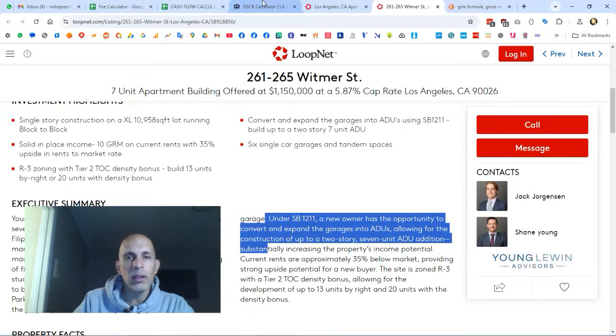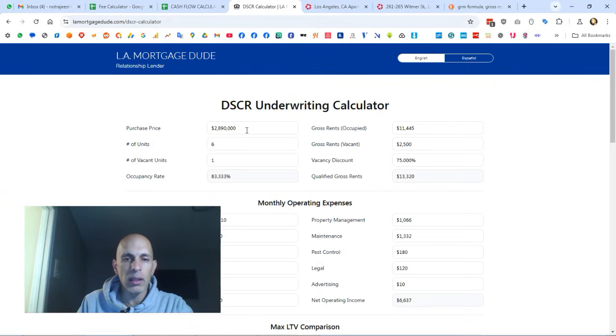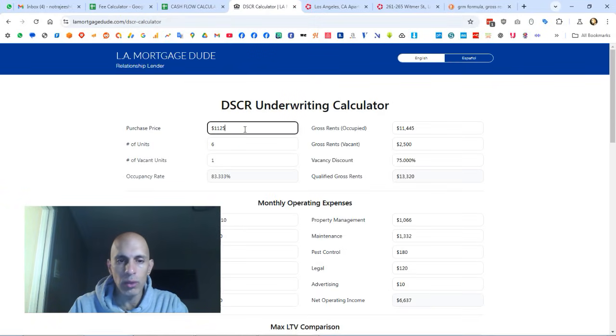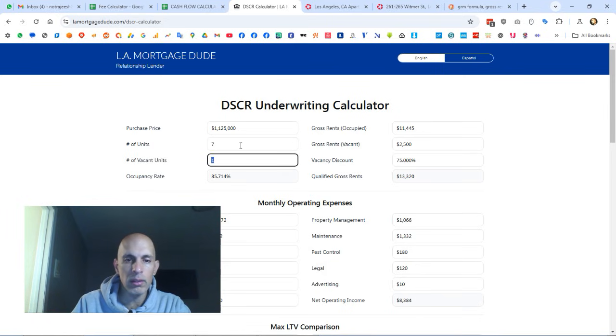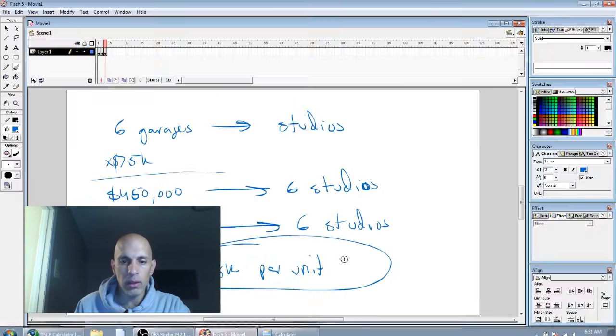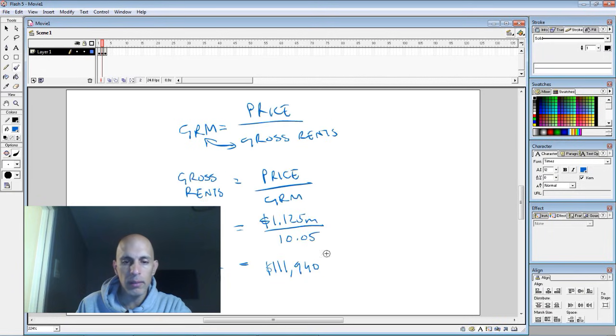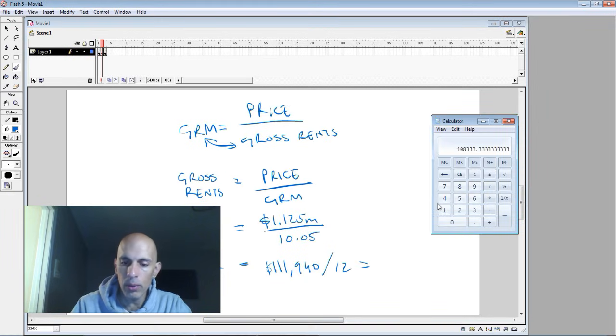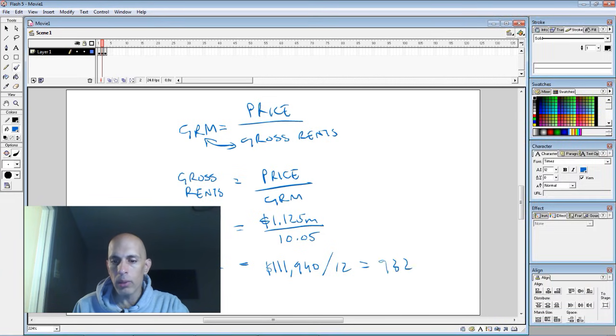Okay, so first we're going to look at the buy here. 1,125,123, 7 units, 0 unoccupied. Let's see what the gross rents are on a monthly basis. Divided by 12 is equal to 111,940 divided by 12. You get 93.28 per month.